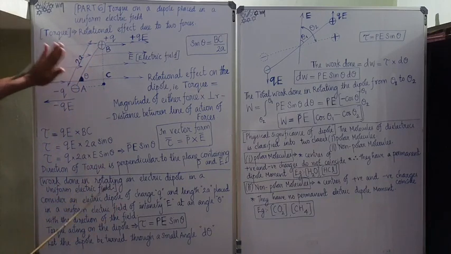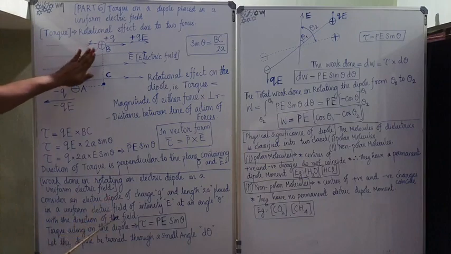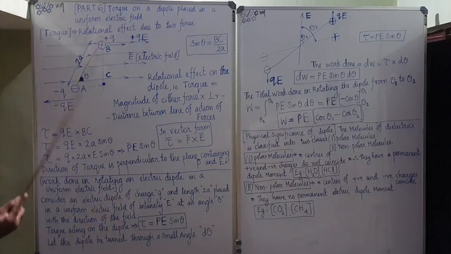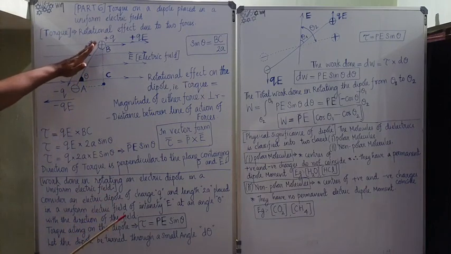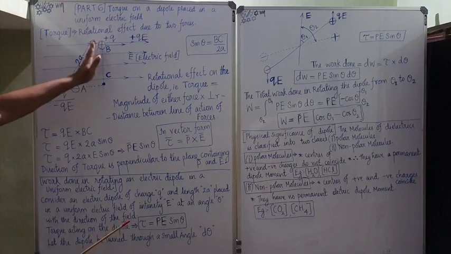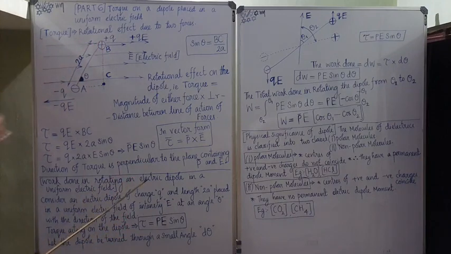The direction of the torque will be perpendicular to the plane containing P and E. That means the torque direction will be perpendicular to the plane containing the dipole moment and the electric field intensity. That's the essence you want to study. If you solve a problem, it will get very clear. By now you understand the whole thing: torque on a dipole placed in a uniform electric field.